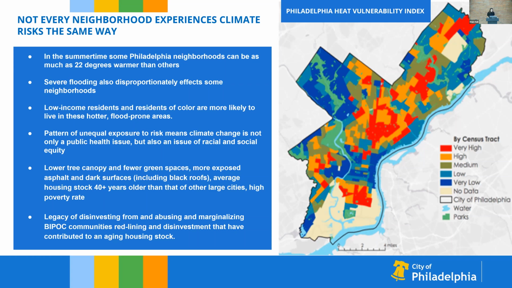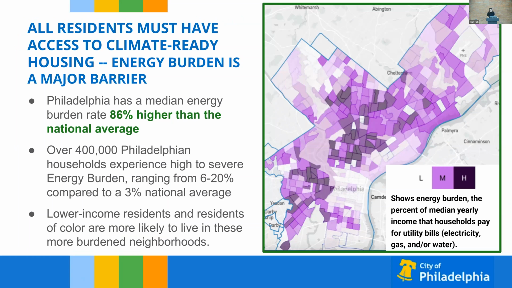We talked about redlining, right? A legacy of disinvesting from and abusing and marginalizing BIPOC communities. And that's contributed to an aging housing stock, which makes us hotter. Something else that an aging housing stock does, and a disproportionate exposure to climate-related risks, is it increases energy burden, which is a major barrier for people, because when you have to pay more for your housing costs, including your utilities or your energy, you are unable to use that money elsewhere, right?